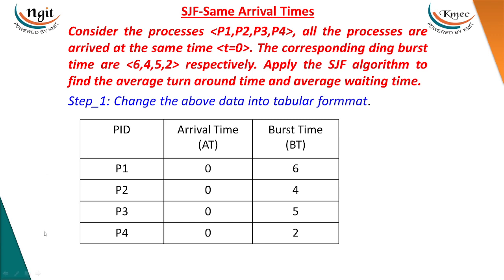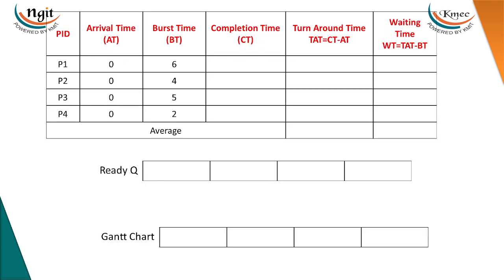If they have given a table, there is no need to write step 1, but if they don't give the table, we need to convert the theory into a table. First, write all four processes P1, P2, P3, P4, which are given in the question as all arriving at time 0. So 0, 0, 0, 0, and their corresponding burst times 6, 4, 5, 2. Then we start with the ready queue and Gantt chart. We need to draw the ready queue and Gantt chart.